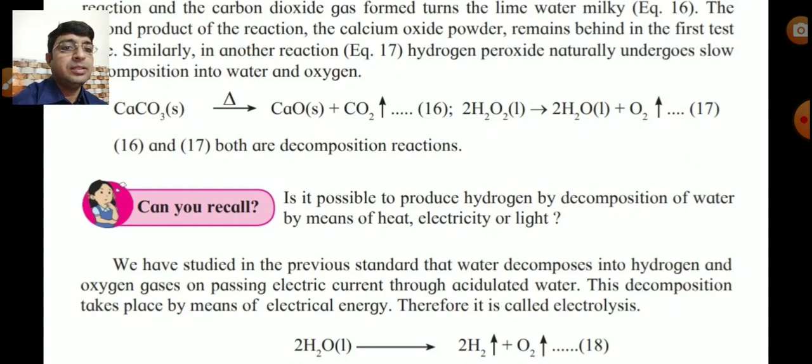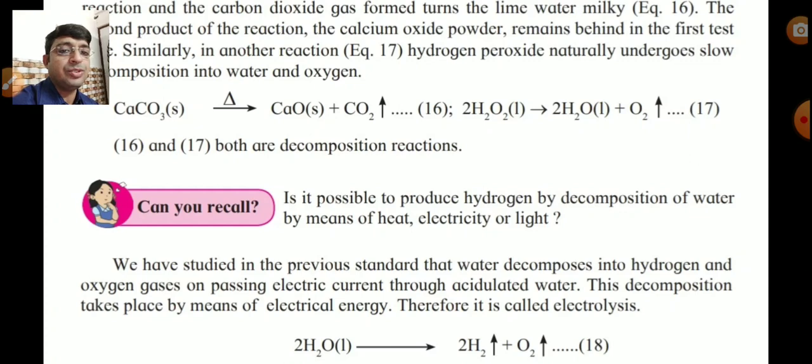Can you recall? Is it possible to produce hydrogen by decomposition of water by means of heat, electricity or light? The answer is yes, by using electricity. Water decomposes into hydrogen and oxygen gas, because we know that water is formed from hydrogen and oxygen gas. We have studied in the previous standard that water decomposes into hydrogen and oxygen gases by passing electric current through acidulated water. Acidulated water means acidic water.